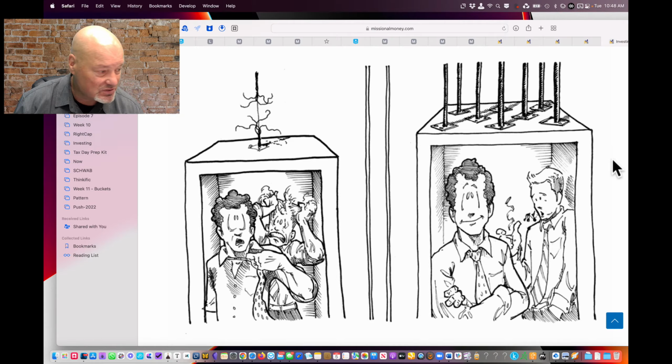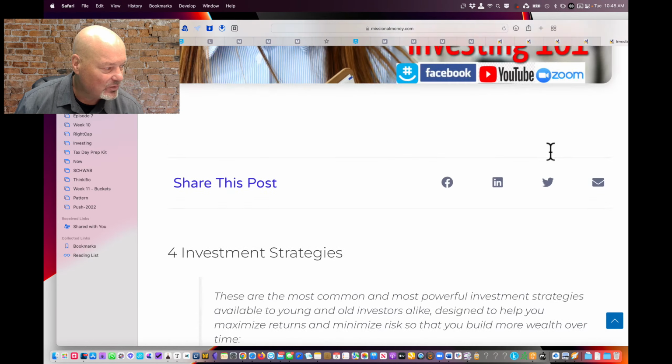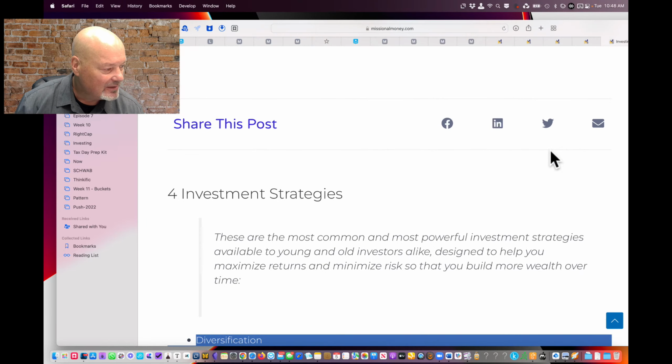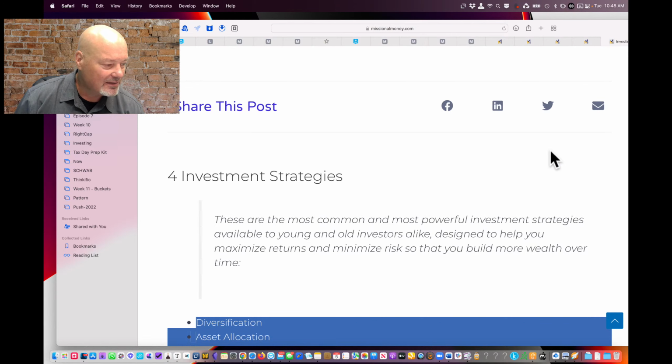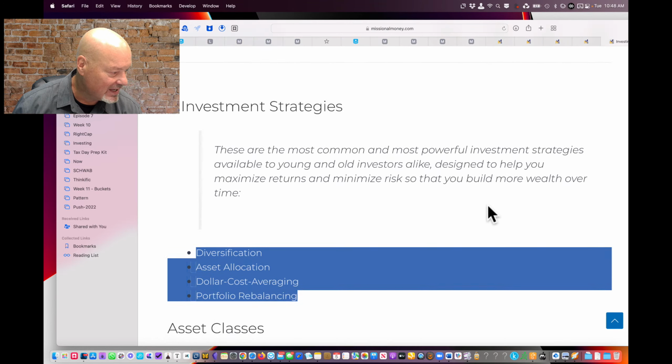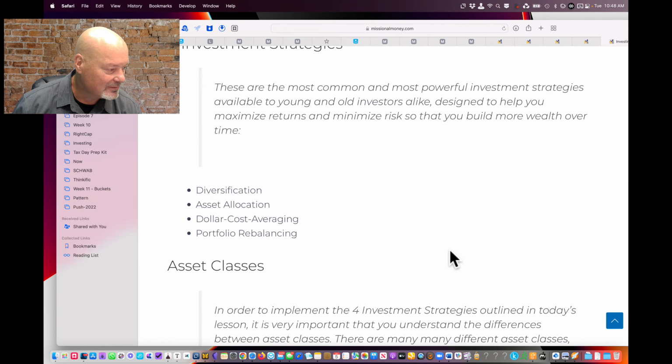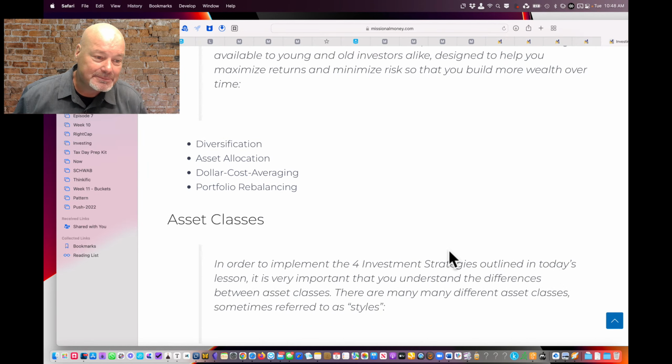these 4 investment strategies. So let's talk about the 4 investment strategies. And these, again, they're designed to help you maximize returns and minimize risk. And I'm going to just name them again so that you can get them fixed in your mind. You should remember these. It will be easy to remember these. Diversification, asset allocation, dollar cost averaging, and portfolio rebalancing.